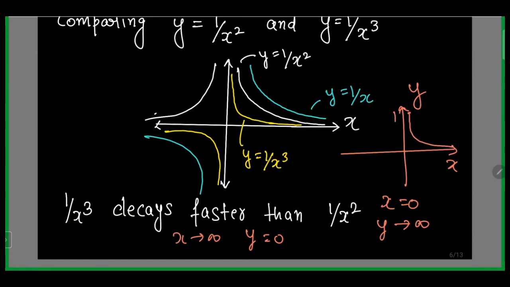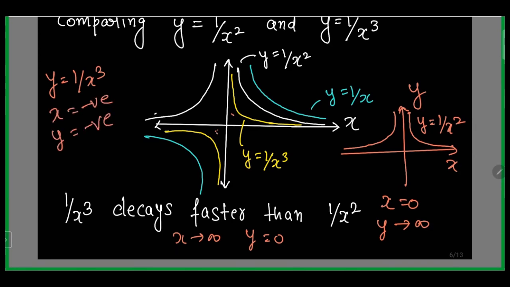Similarly, on the negative side, your graph will remain positive. Why? Because it is 1 by x square. So if you put x positive or negative, your y will remain positive. So this is the graph for y equals 1 by x square. Now, what will be the graph for y equals 1 by x cube? In this case, you can see the yellow graph will also go to the negative side, because if your x is negative, your y will also be negative.